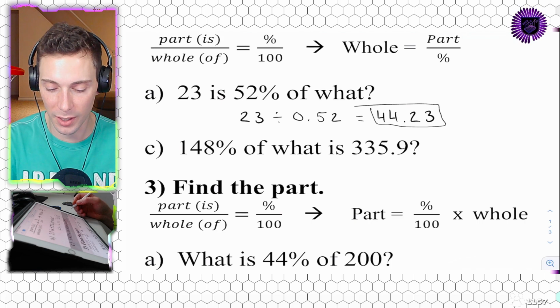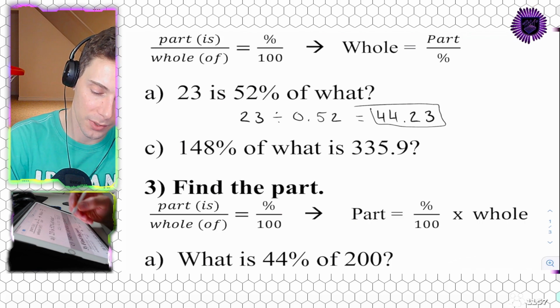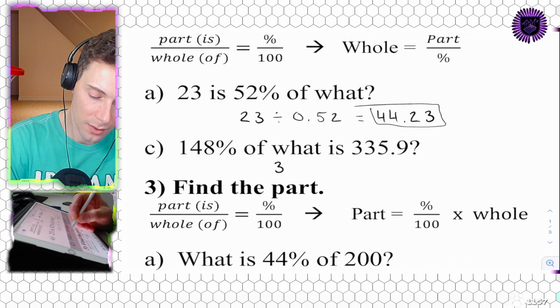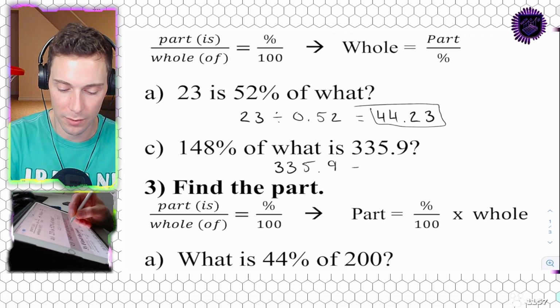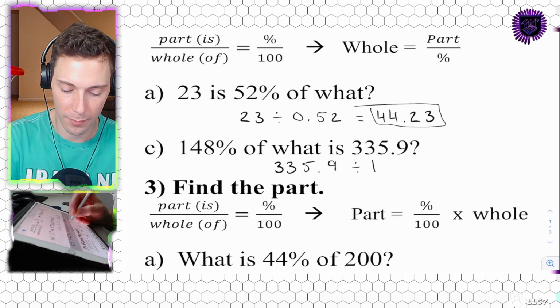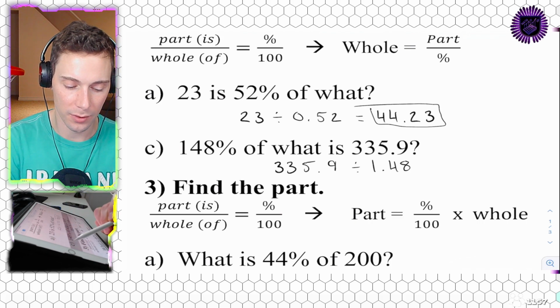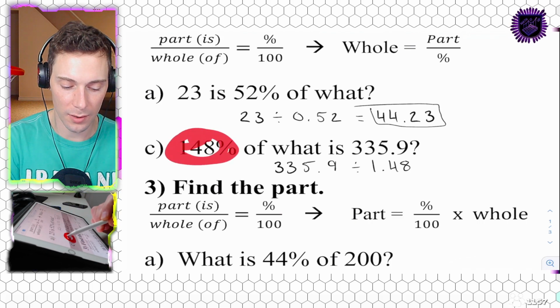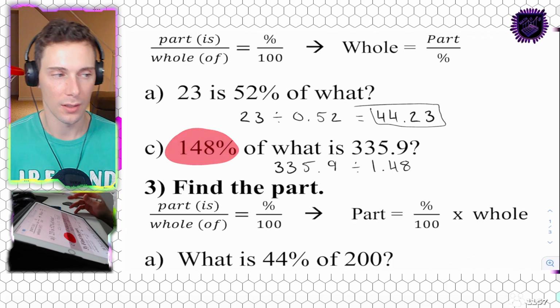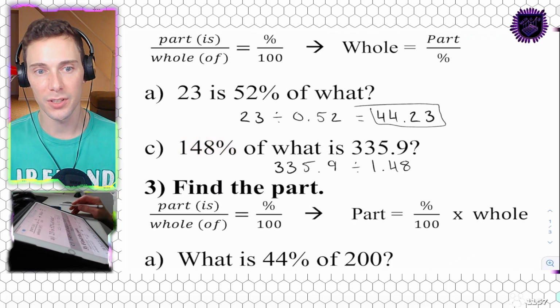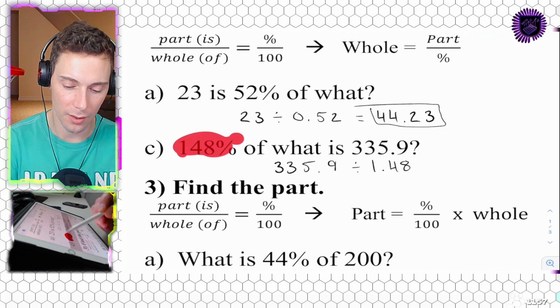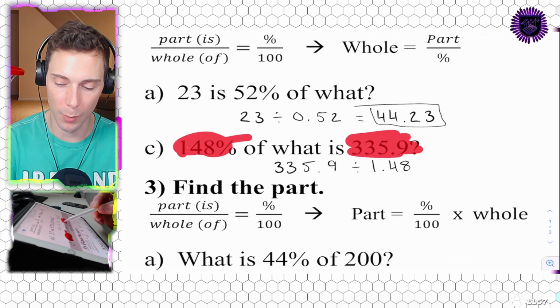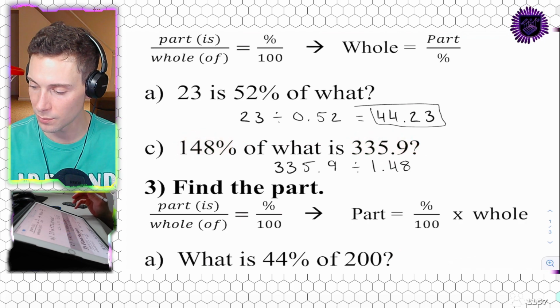148% of something is 335.9. So we're going to go 335.9 divided by 1.48. Now, don't get fooled. This is a greater than 100% question, so the part is actually going to be more than the whole here. That's important to note.